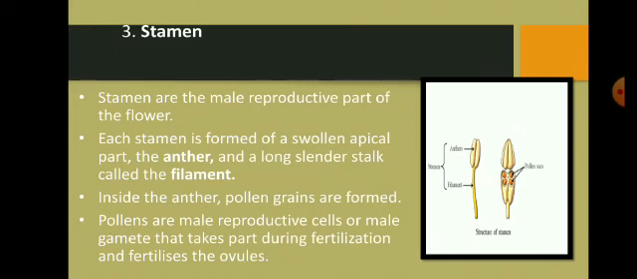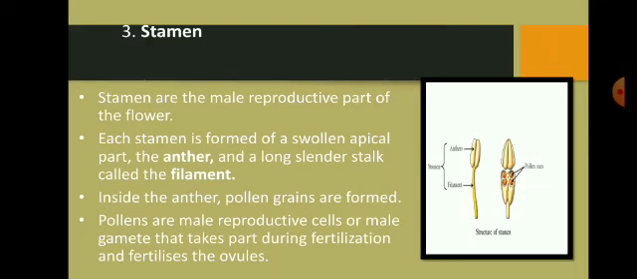Now, the third part of the flower is the stamen, and it is the male reproductive part of the flower. Each stamen is formed of a swollen apical part, which is the anther, and a long slender stalk like part which is called the filament. You can see in the picture also, I've shown you the swollen part, anther, and the long tube like structure which is called the filament, and together the anther and filament is called as a stamen. And inside the anther, pollen grains are formed. I have shown you the pollen grains inside the stamen also. The horizontal section has shown you the pollen grain which is present inside the anther.